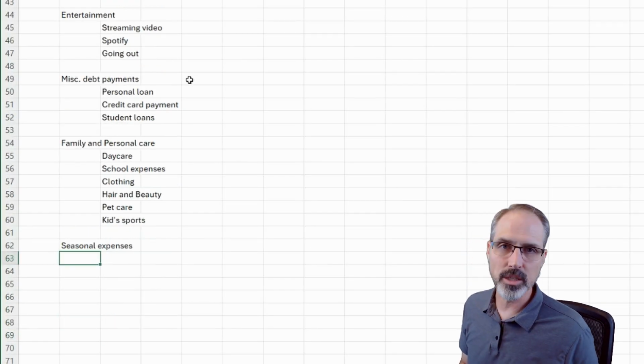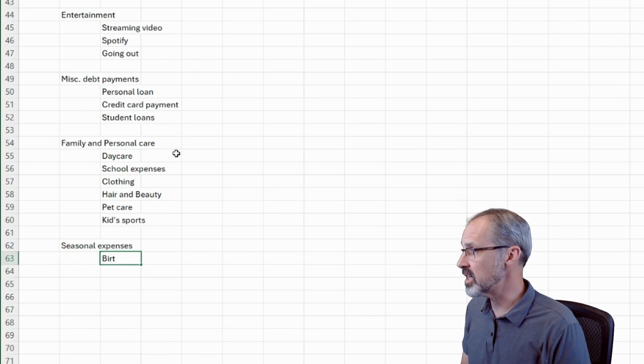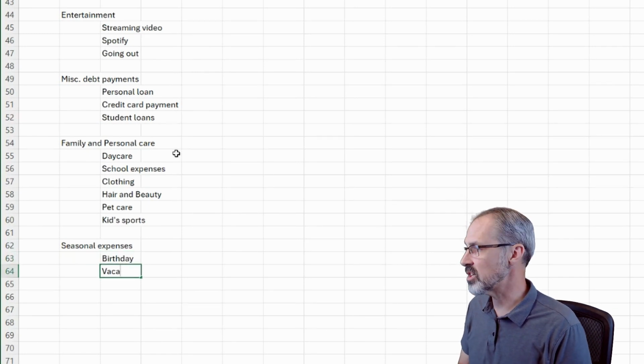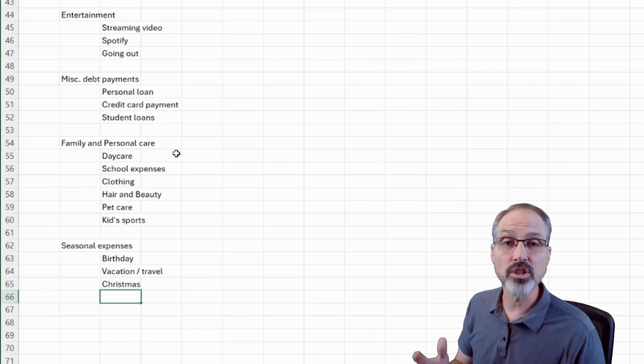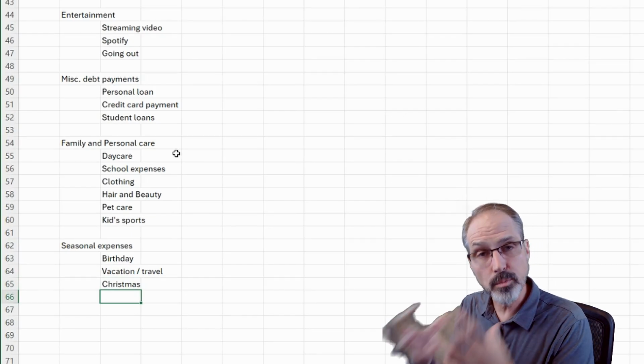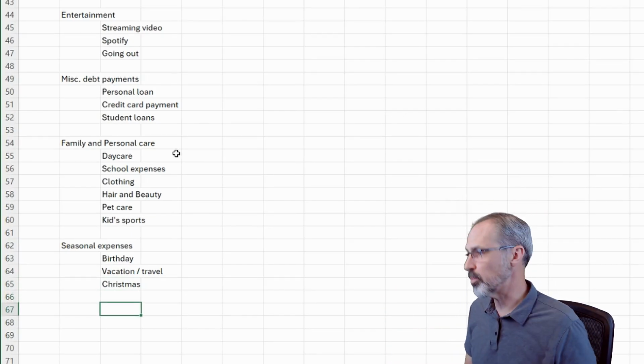All right, seasonal expenses. These are things that aren't monthly expenses, but that definitely come up, right? A great example is birthday spend, vacation or travel, Christmas, holidays you spend specifically on. That's what you want to put in this category.